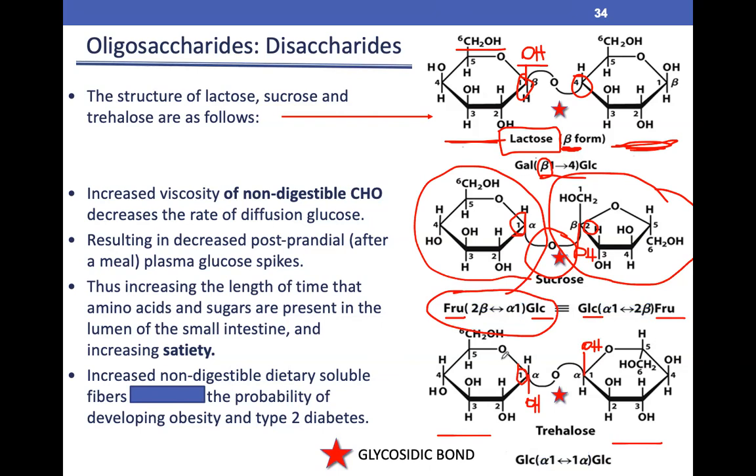Okay, is that clear? Do you guys want me to revise how to count the carbons, for example, or how to figure out if it's alpha or beta? How is the first one beta? First one where? The first one up here or the first one over here? I think you're talking about the fructose, right? Or no, you're saying the trehalose?